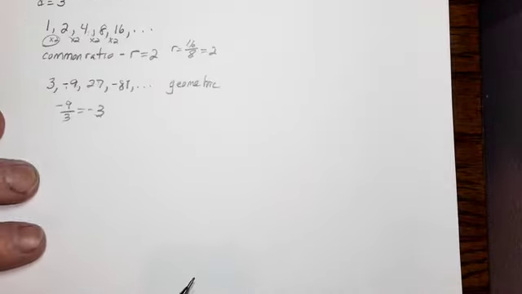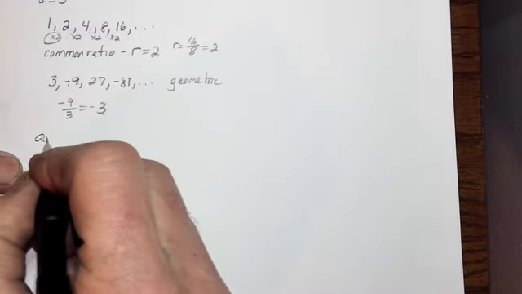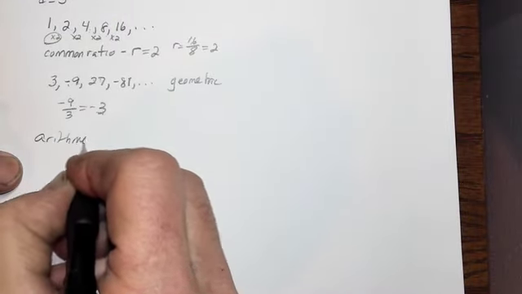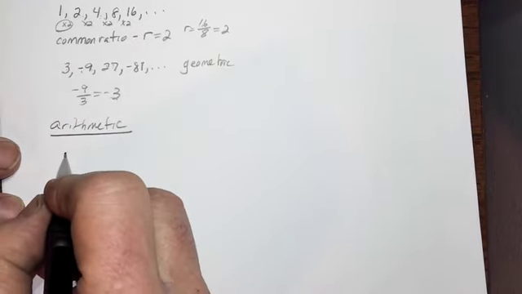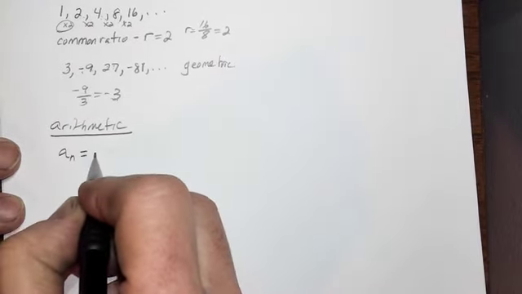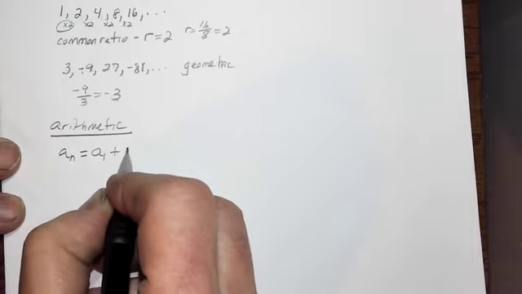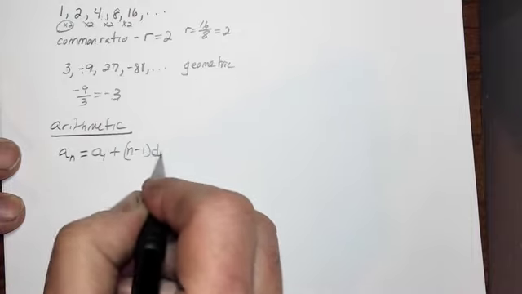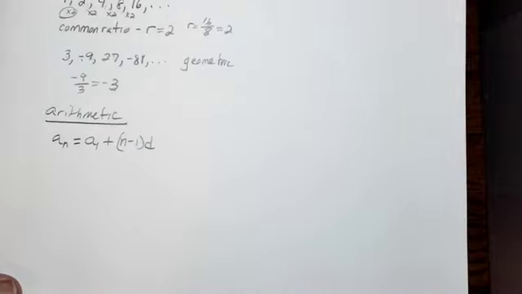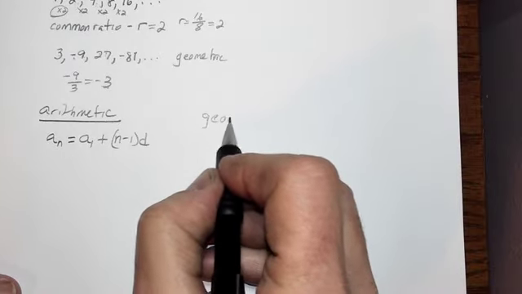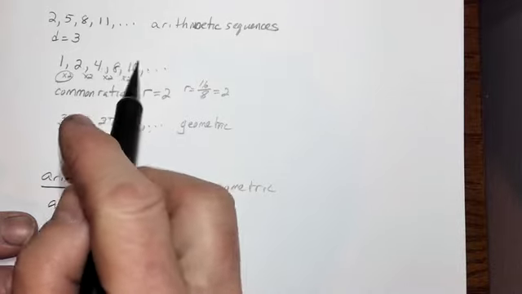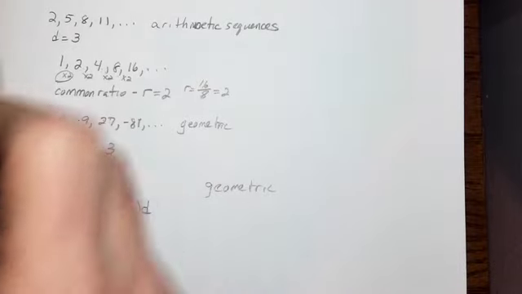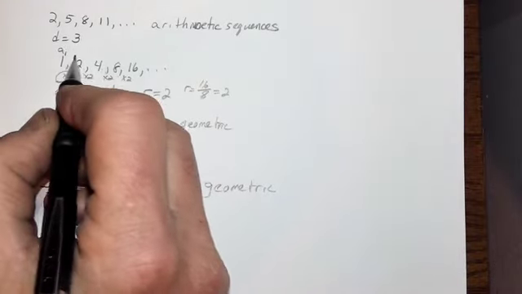Okay, so when we go back, if we looked at an arithmetic sequence again, to find any particular term, there was a formula. a sub n is a1 plus n minus 1 times the common difference. For geometric, there's a similar formula, and it's really just a matter of, if I went back to this one, the first term, this was a1.